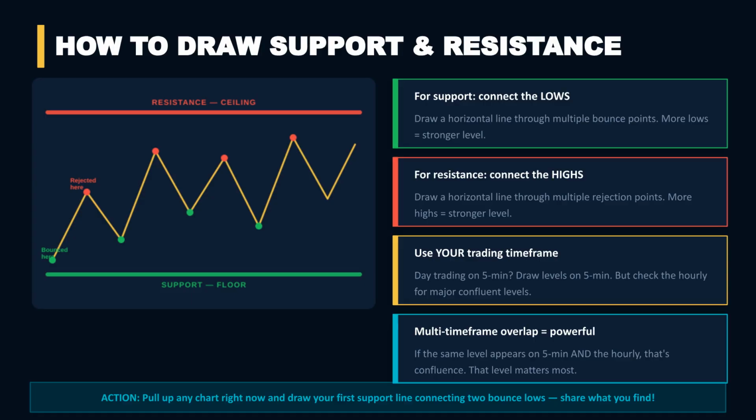Now here's something important. Use the time frame you're actually trading on. If you're a day trader on the 5-minute chart, don't be drawing support and resistance from the daily chart. Draw them on the 5-minute chart you're looking at. But, and this is huge, also look at the hourly or the 4-hour chart to see if there are major levels that overlap. If a level is support on the 5-minute and the hourly, that's a strong level. That's confluence.